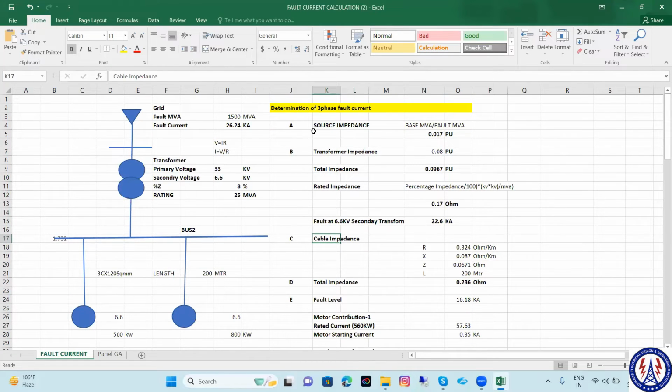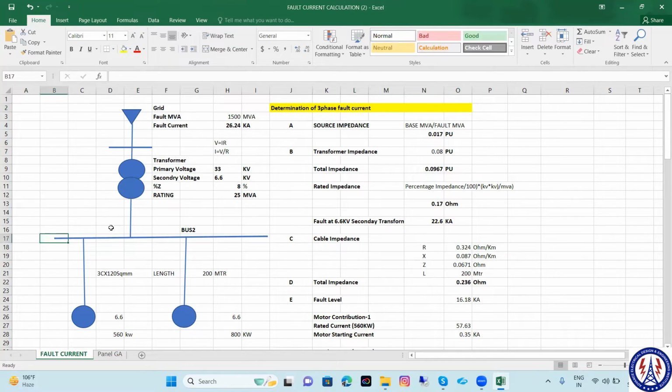Now, the thing is how to determine the fault current. The simple formula is V upon Z. If it is three phase, V upon root 3 Z. So simple Ohm's law is there: divide the voltage by the impedance. Whatever impedance the system has, we will use it and divide the voltage by it.